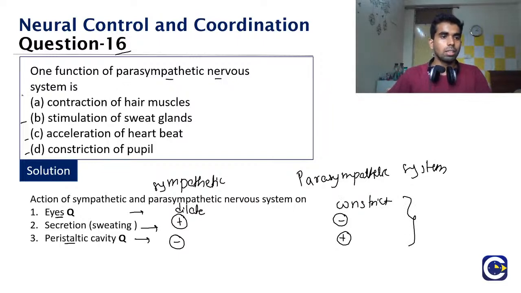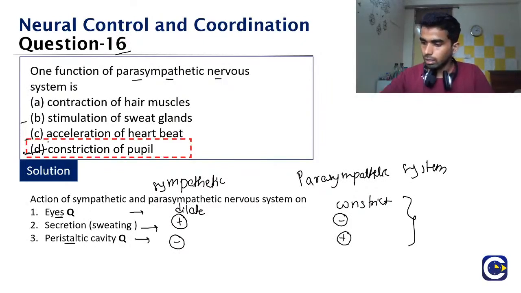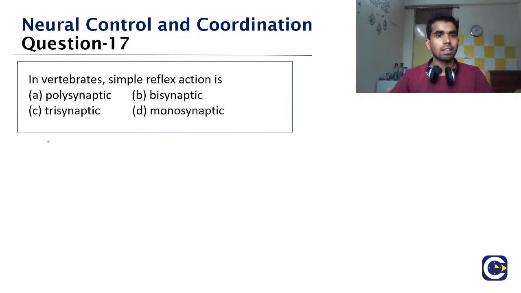So if you see the options, the correct answer for the parasympathetic activity is option D, that is the constriction of the pupil. And if you remember the tiger example I told you, you can remember any function of the sympathetic and the parasympathetic nervous system. Alright, so yes, Jivita, very well said. The correct answer is option D. Now coming to question number 17.